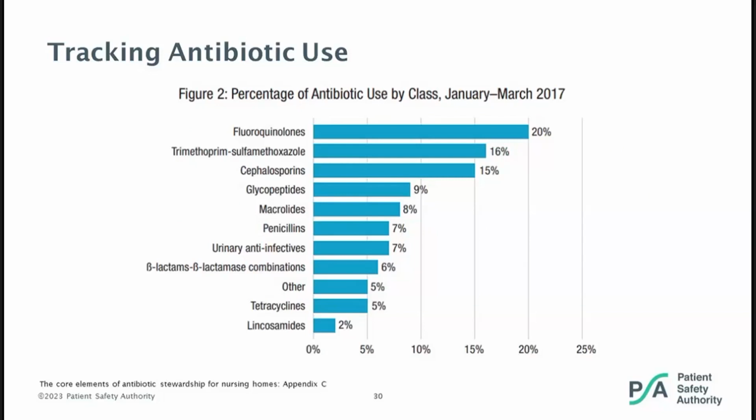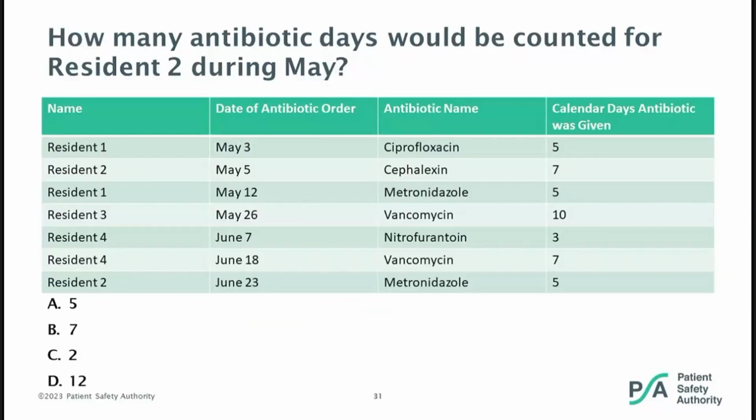And this figure shows the percentage of antibiotics prescribed by class during a 3-month period. This helps to identify where the facility could target their chart reviews to make the largest impact. Reviews targeting the most prescribed antibiotic class can help determine the appropriateness of prescriptions.